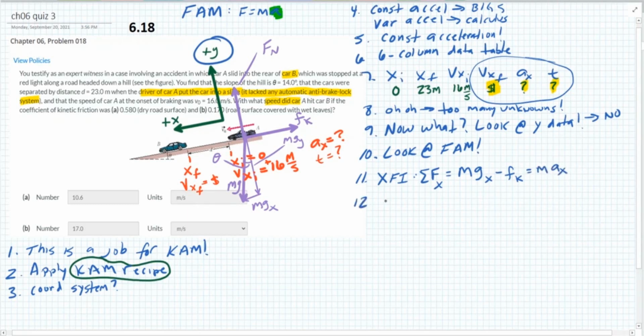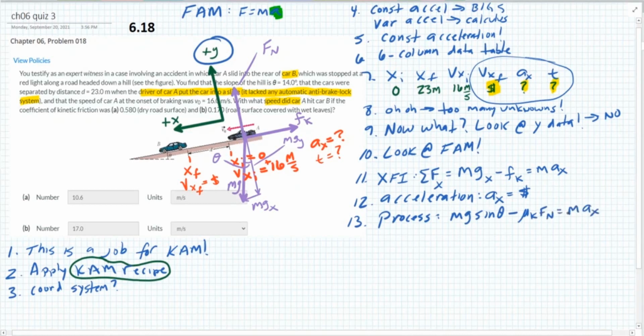The next thing you have to do is say something about acceleration. A sub x, in this case, is positive. So that's good news because if I process my X force inventory, I've got mg_x, which is mg sine theta, minus F_k, which is mu sub k F sub N, equals ma_x. What's F sub N? This really does look pretty familiar. You hopefully are starting to see the repetition.